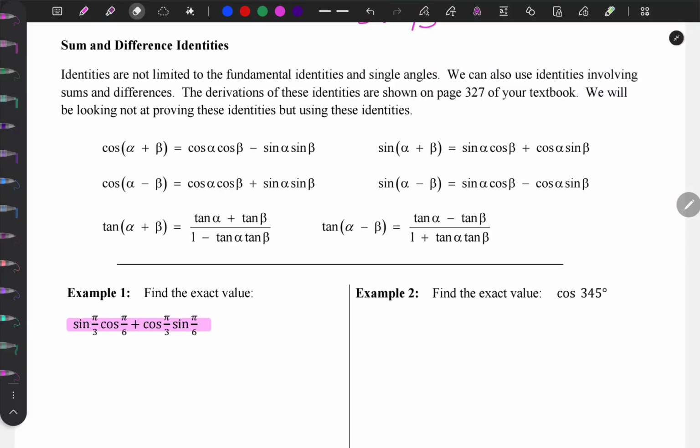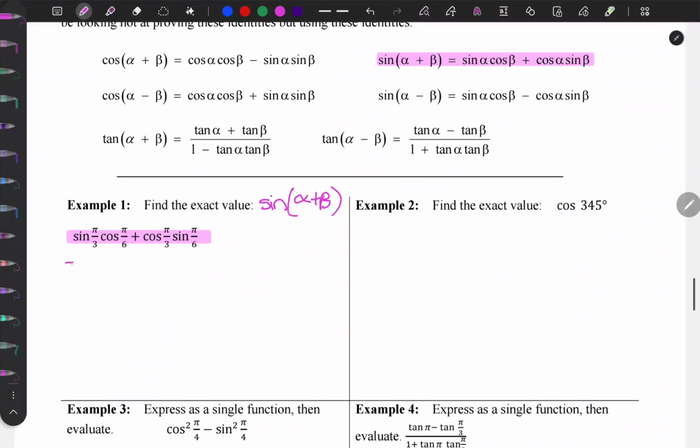Notice we have sine, cosine, and then cosine, sine. So that looks like a sine identity. In this case, it is going to be this one up here, sine alpha plus beta. We match that same format. So we can think of this as matching sine alpha plus beta. And this allows us to rewrite an equivalent statement.